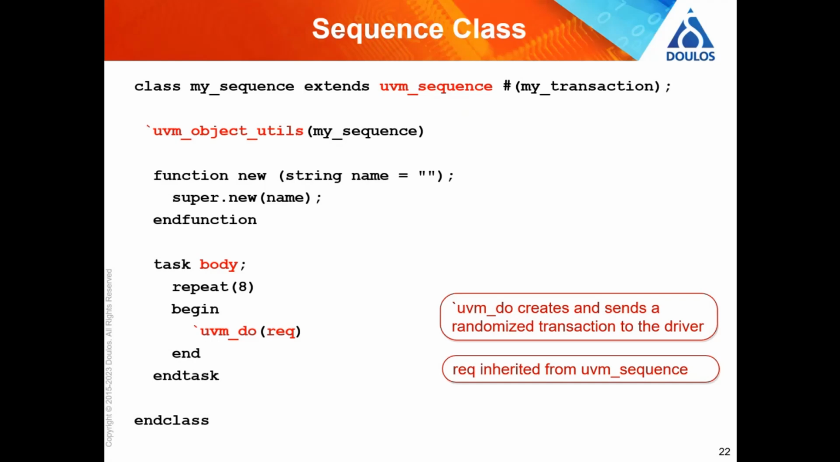And then to make your sequence do something, you override a task, a method called body, and that, in this particular example, is creating 8 random transactions. And this macro UVM do, yet another macro, is a quick and dirty way of generating a transaction and sending it to, or part of the process of sending it to the driver as well.